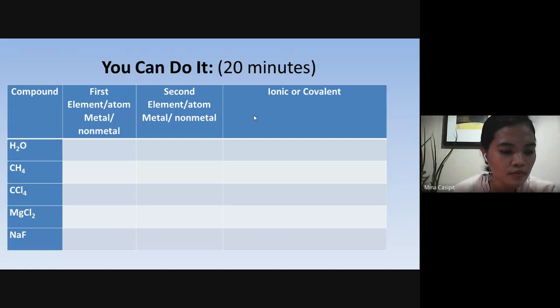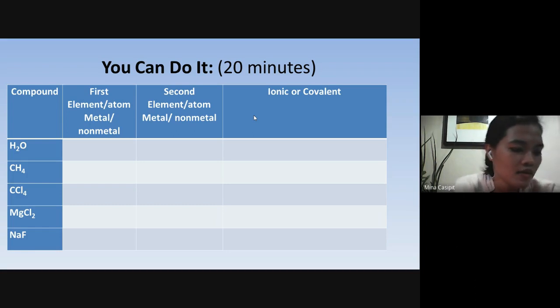Volunteer. Second one. Fatima. Angel Faith. Ma'am, wala kaming nakikitang periodic table of elements. Dapat memorize nyo na. Sige, CH4.